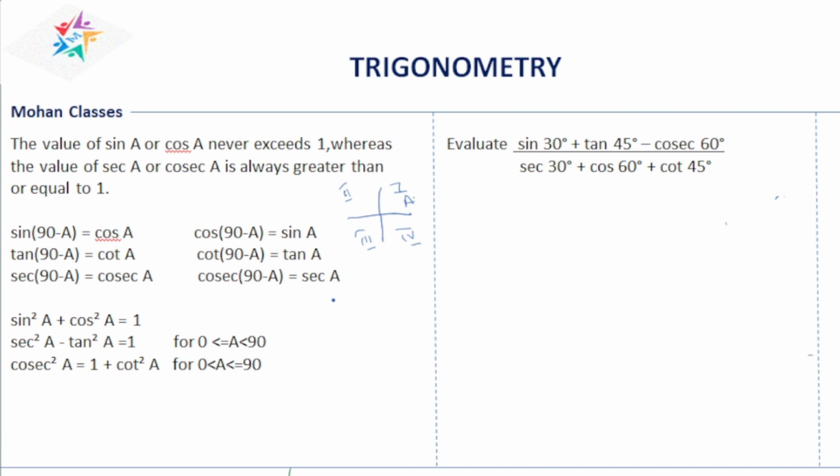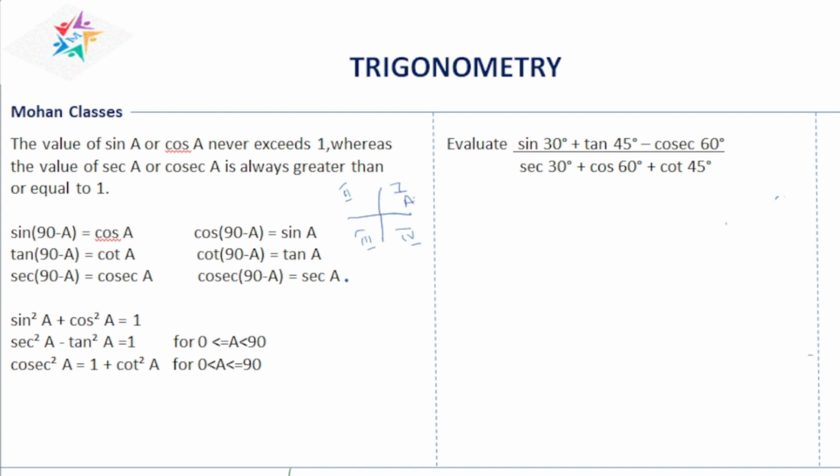These 6 ratios are very, very important. So for 90 minus theta, sine will change to cos, tan will become cot, secant will become cosecant, cos will become sine, cot will become tan, and cosecant will become secant. This you have to keep in your mind.